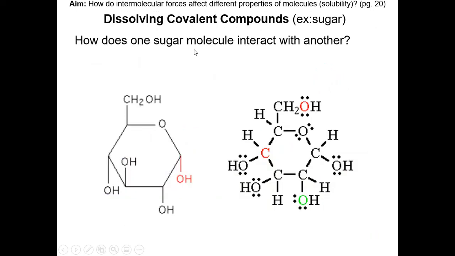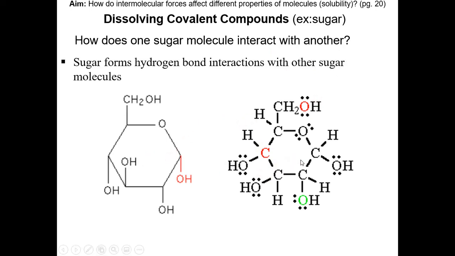Now we're going to talk about how a covalent compound such as sugar dissolves in water. How does one sugar molecule interact with another? So here are two sugar molecules. How would they interact? They will interact through hydrogen bonding. Notice they have O and H.